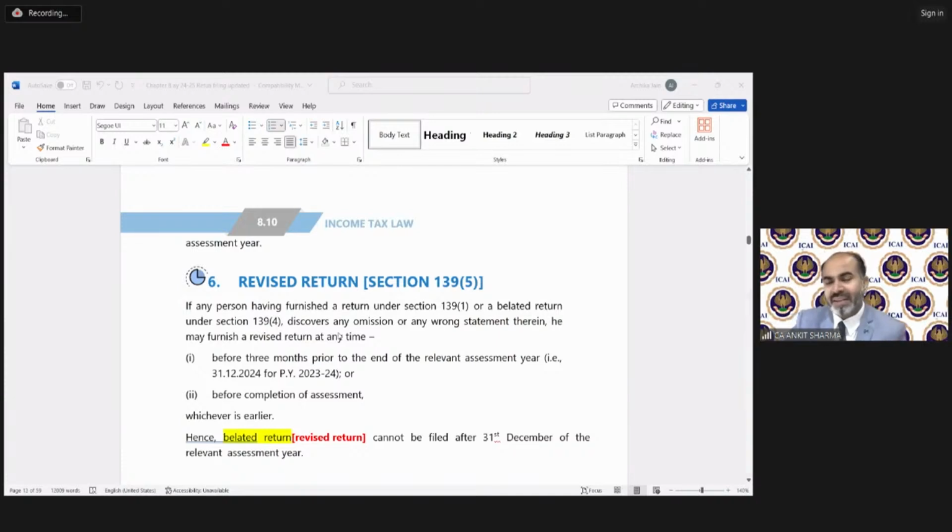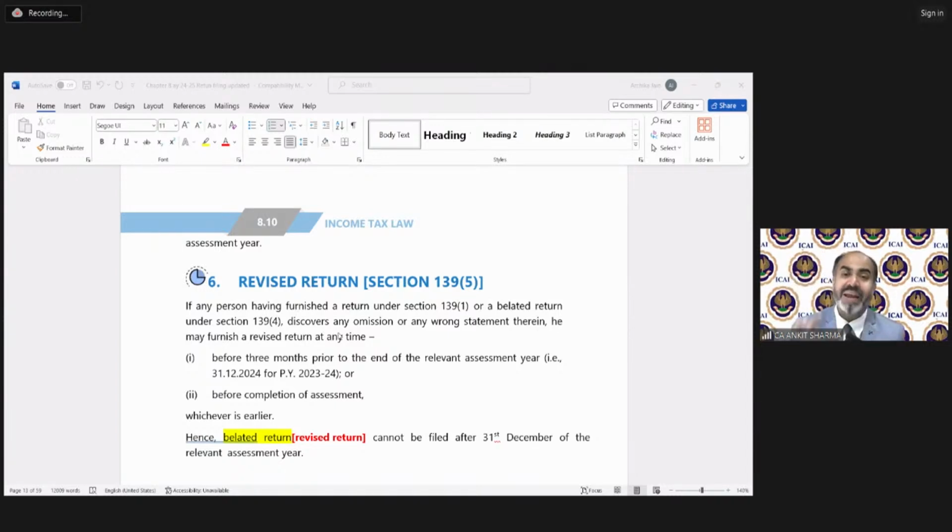Now a revised return is just like a belated return having a special character. Suppose you have filed your return, whether before the due date or after the due date, whether you filed a normal return before the due date or a belated return after the due date, and you find some mistake in it by yourself. You discovered that, oh, there is something omitted. I have to revise that return because there is some mistake. I have not included some income. I have claimed some wrong deduction, or there is some deduction I need to file again. There's a wrong calculation of tax, whatever it is.